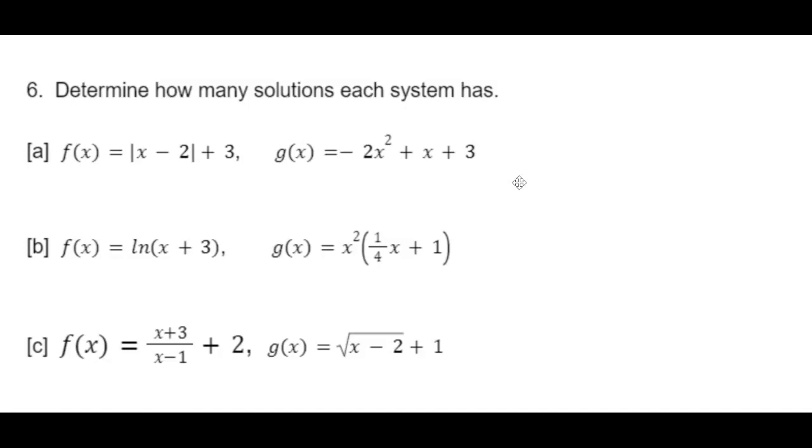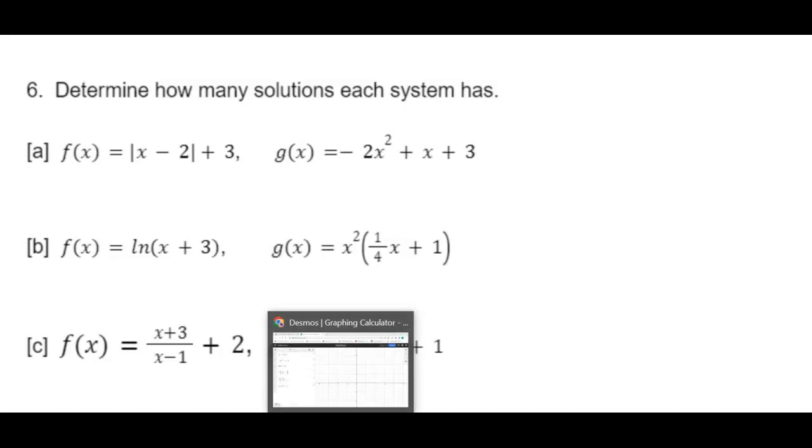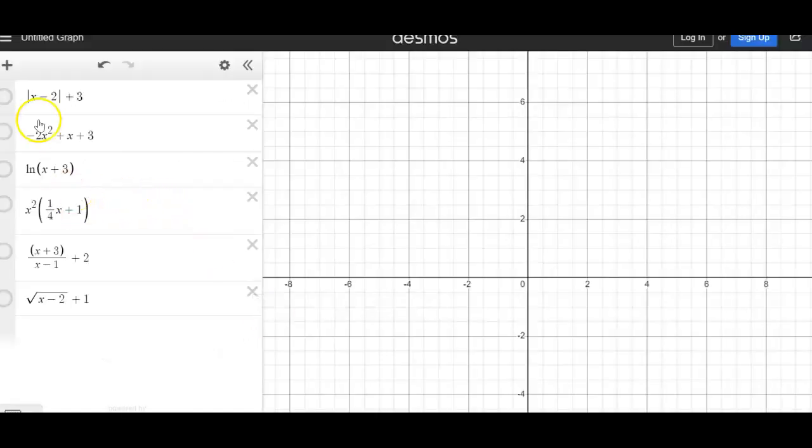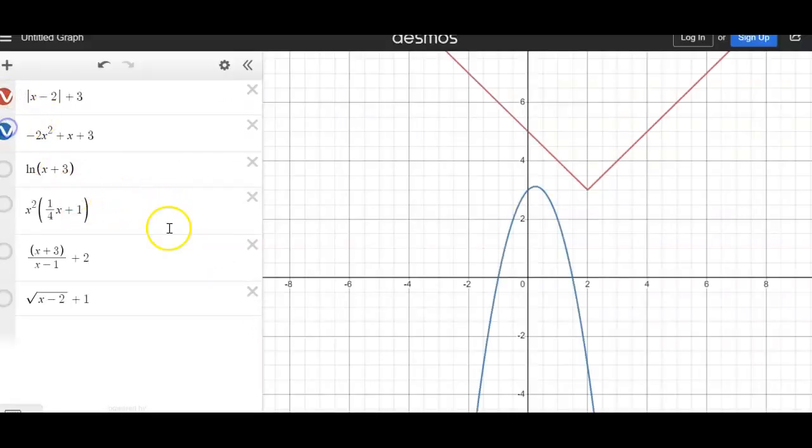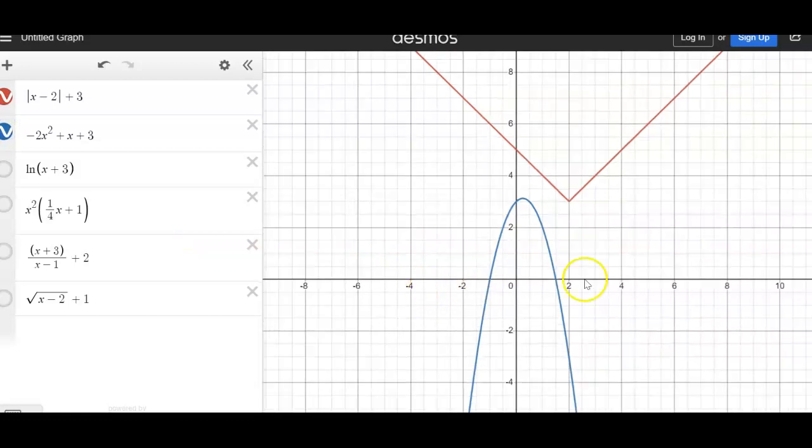So if we take a look at the first system, which is looking at f of x equals the absolute value of x minus 2 plus 3, and g of x equals negative 2x squared plus x plus 3. I went ahead and graphed those. I actually graphed all 6. I'll turn them on as we get to them. So if you go to the first system, I'll turn those on. So there is the equation of our first system.